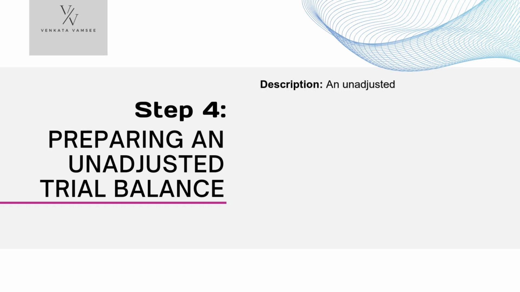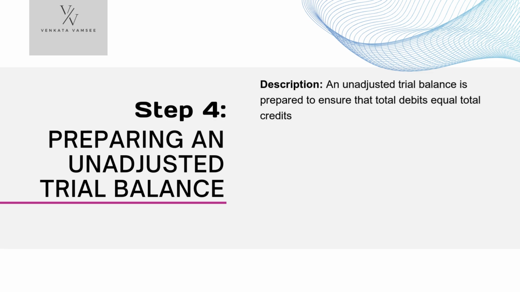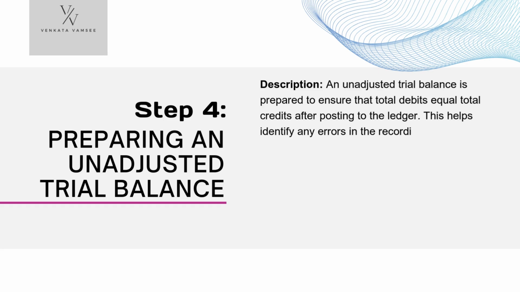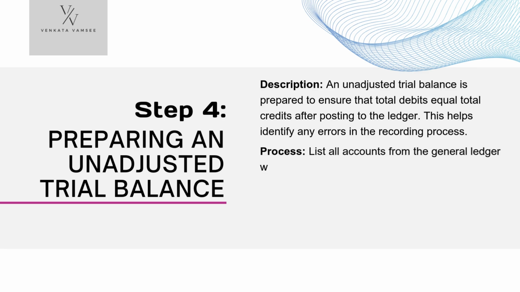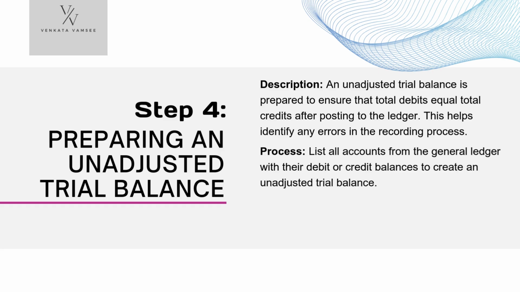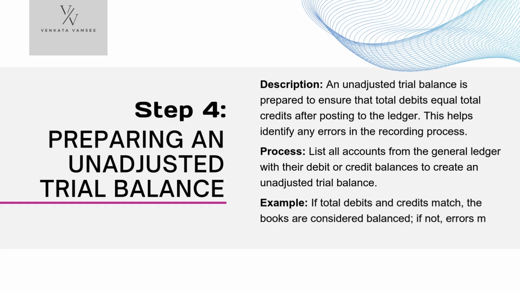Step 4. Preparing an unadjusted trial balance. Description. An unadjusted trial balance is prepared to ensure that total debits equal total credits after posting to the ledger. This helps identify any errors in the recording process. Process: list all accounts from the general ledger with their debit or credit balances to create an unadjusted trial balance. Example: if total debits and credits match, the books are considered balanced. If not, errors must be identified and corrected.